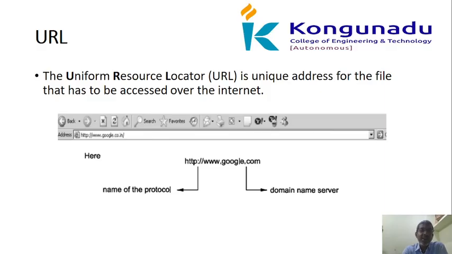Next one is the URL, which we already discussed in the previous slides. URL means uniform resource locator. What is the use of a uniform resource locator? It's a unique address for a file that has to be accessed over the internet. For example, www.google.com, prefixed with http:// here. HTTP is the name of the protocol and www is the World Wide Web. Then there is the domain name, like .com, .edu, .in, and a lot of others. This is known as the URL.